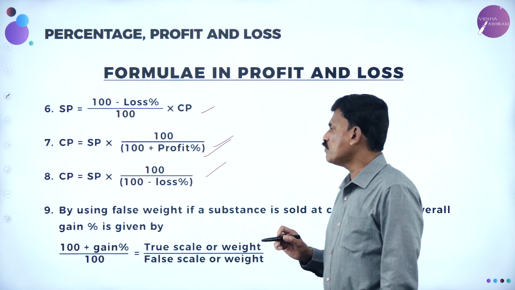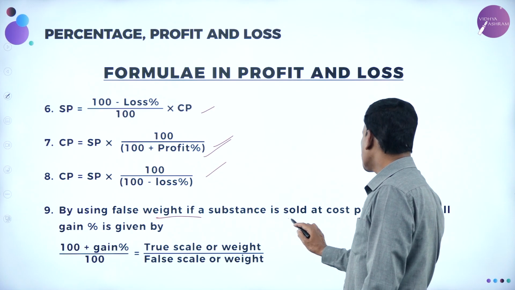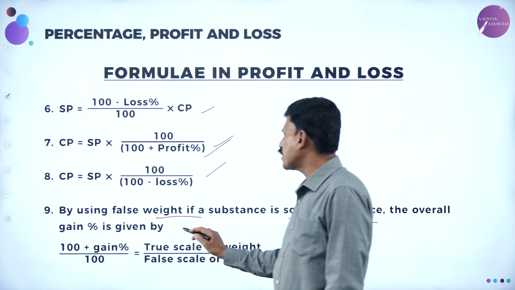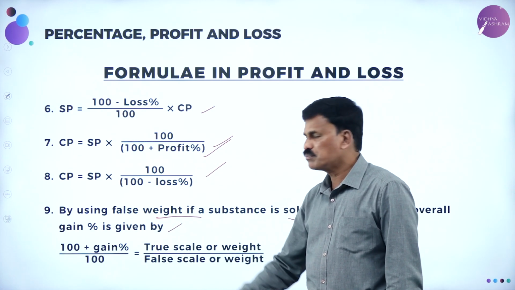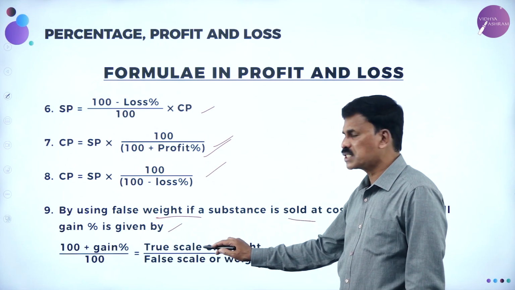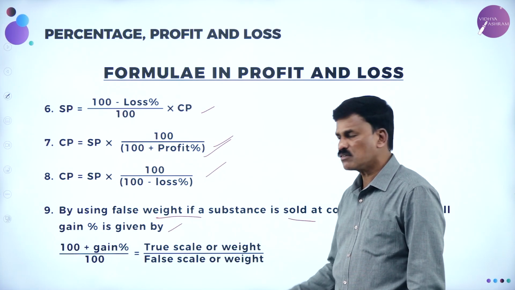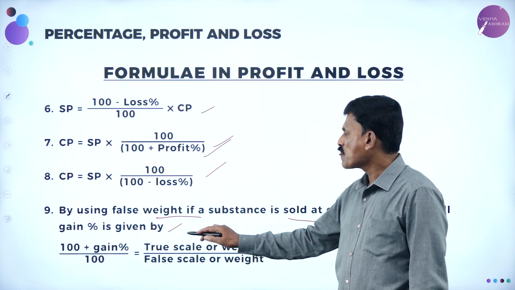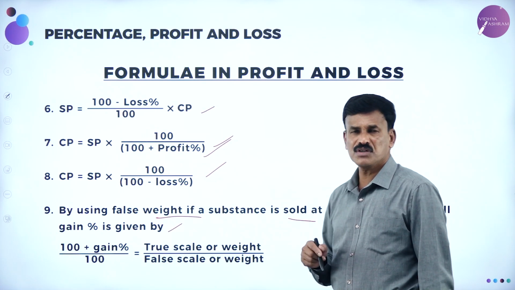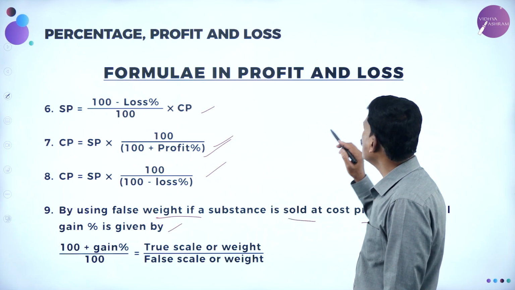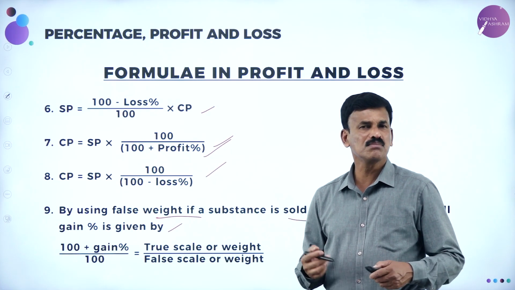Now, suppose by using a false weight, a substance is sold at cost price, then the overall percentage of gain is always given by 100 plus gain percent divided by 100, which is nothing but the true weight divided by the false weight. So these are a few formulas which we are going to use to find the percentage of profit as well as the loss. Now, knowing this, let us move on to a simple problem.